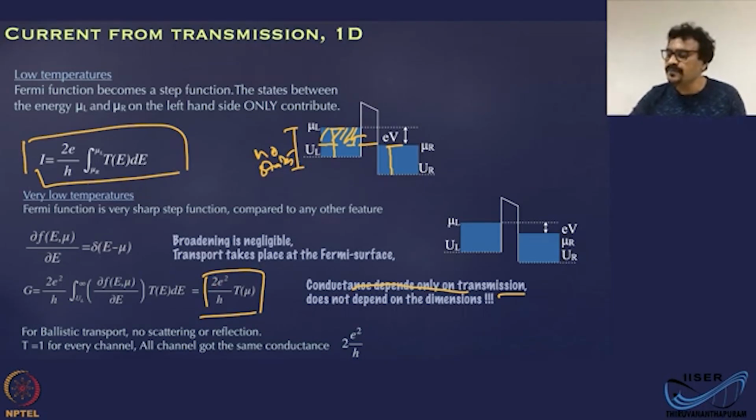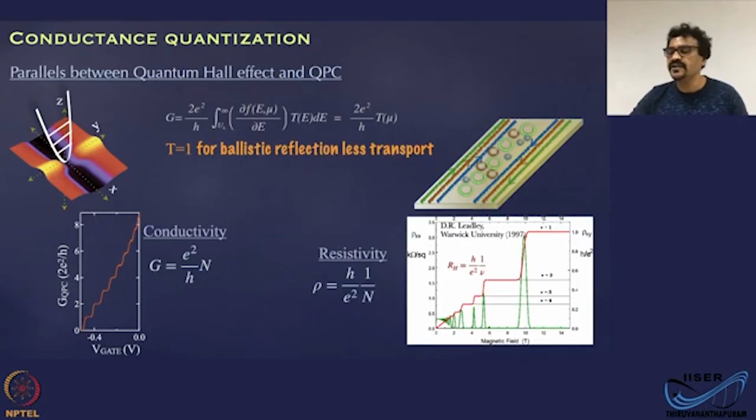Now in this context, let us revisit the quantum point contact and also see how that compares with the quantum Hall effect, because there you have conductance quantization, here also you have conductance quantization. Here you have conductance quantization as a function of magnetic field, here you get that as a function of gate voltage, and they both give you the same quantization, but how are they related? That's what we are going to address.